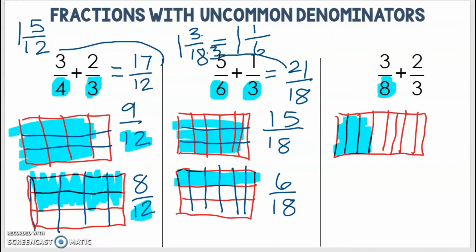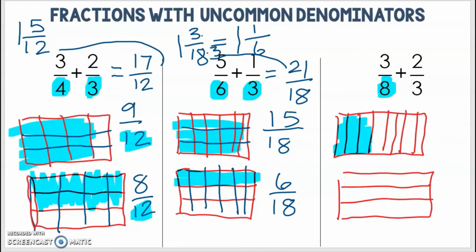And then on my second one, again, I have thirds. We're going to use horizontal lines. So 2/3. Now these are different terms. On the top I have 8ths, on the bottom I have thirds. Not the same. I need to make them the same.